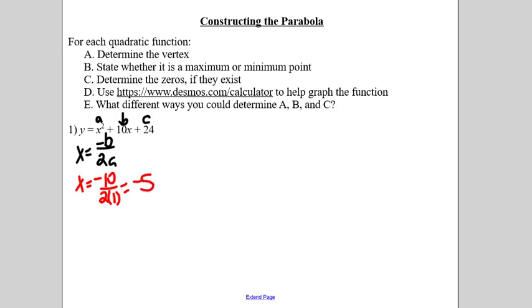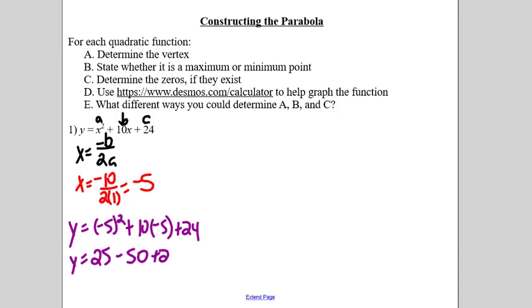Now, to find the y value, I'm going to substitute back in my x. So y would equal negative 5 squared plus 10 times negative 5 plus 24. This gives me 25 minus 50 plus 24. And if I simplify that, that becomes negative 1. So the vertex of my parabola is at negative 5, negative 1.